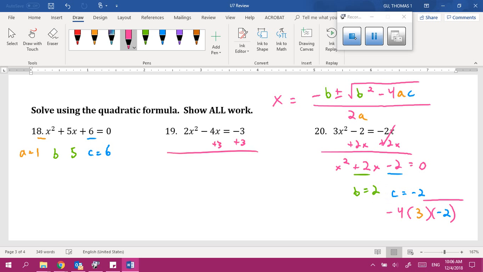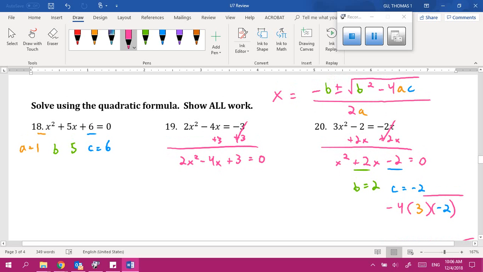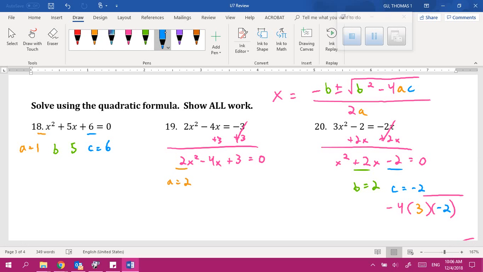So what is my equation then? 2x squared minus 4x plus 3 equals 0. Okay, so that's the equation. And so what do we need to do next? Label A, B, and C. What is A? 2. What's B? Negative 4. And what is C? 3.